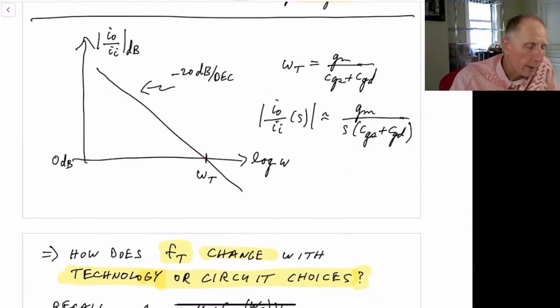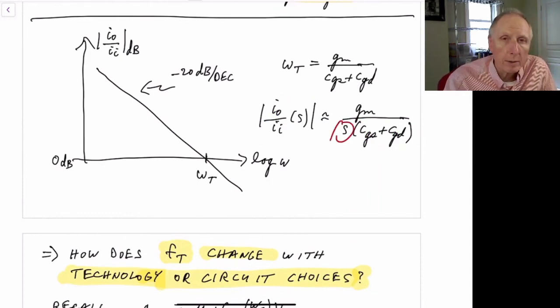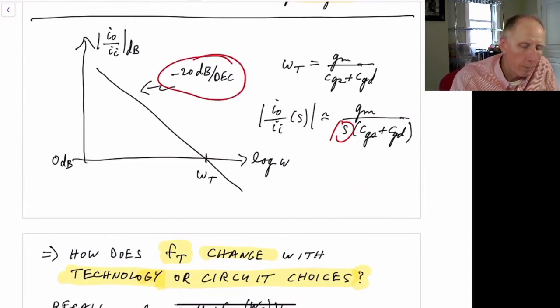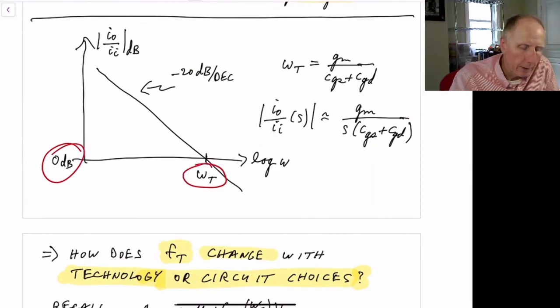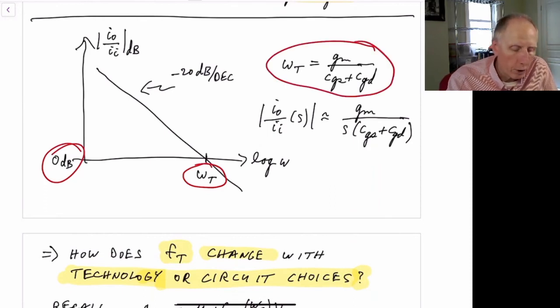So this looks like an integrator. The reason it looks like an integrator is we have a term, some constant divided by S. So this is an integrator dropping off at minus 20 dB per decade. As we go 10 times up in frequency, we drop the gain by 10. And when the gain finally reaches 0 dB, we define that to be omega sub capital T. So we have this equation here, that omega sub capital T is equal to GM over CGS plus CGD.